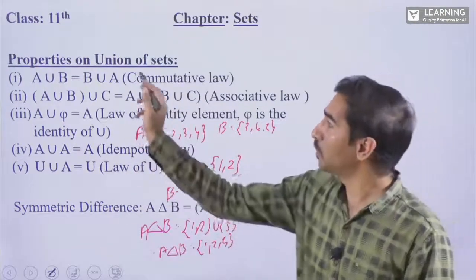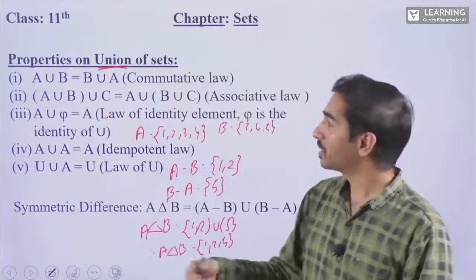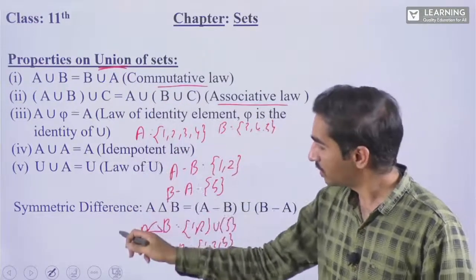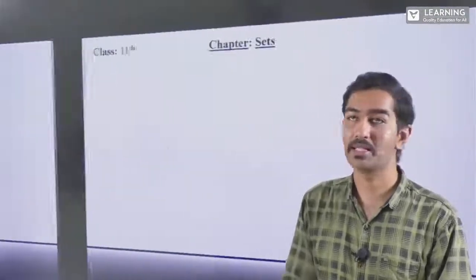So now we have seen union of sets, right? The next thing we are going to see is intersection of sets. The intersection of sets also satisfies commutative law, associative law and distributive law. So that is on the next slide.